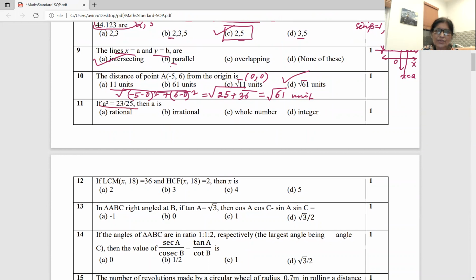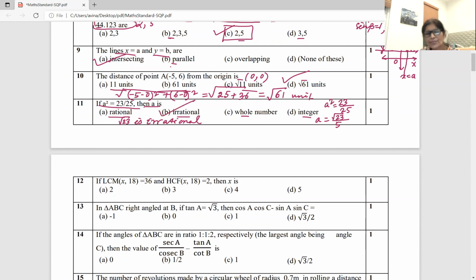If a square is equal to 23 by 25, then a is rational, irrational, whole number, or integer. So a square is 23 by 25. Then what about a? A is the square root of this. What is the square root of 23? You don't know. What is the square root of 25? You know, 25. But still, under root 23 is not rational, it is irrational. So a will be an irrational number.